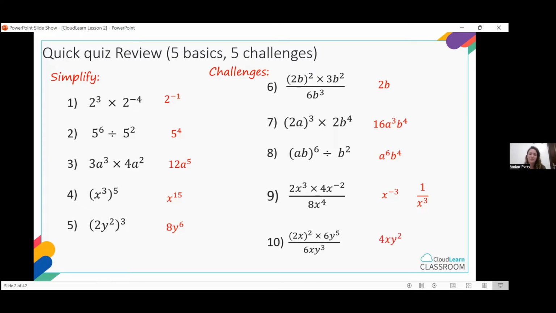So those last 5 there, they were quite tricky. They were your kind of higher level challenge ones. But if you did get those correct, then well done. Or if you didn't get some right, or if you made some mistakes, but you can now see why, that's really great to see as well. So I hope that's helped.